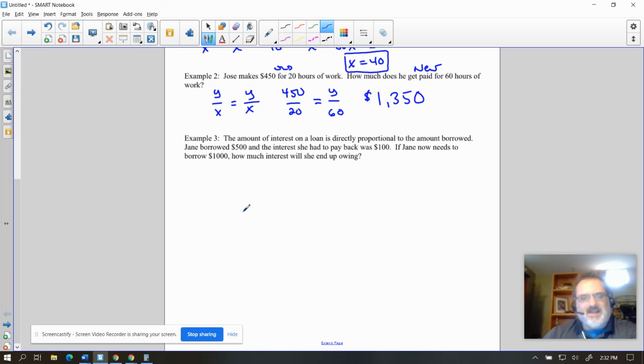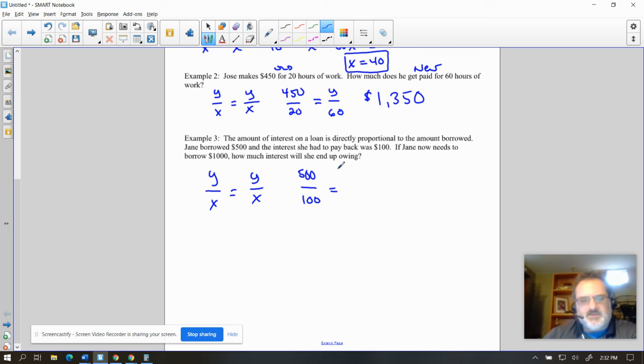Okay, so the last one I want to do is the amount of interest on a loan is directly proportional to the amount borrowed. Jane borrowed $500 one year and she had to pay back $100. If Jane now needs $1,000, how much will she end up owing? So we're going to do our y over x equals y over x, and that's going to be 500. I'm going to put the amount borrowed on top and the interest on bottom.